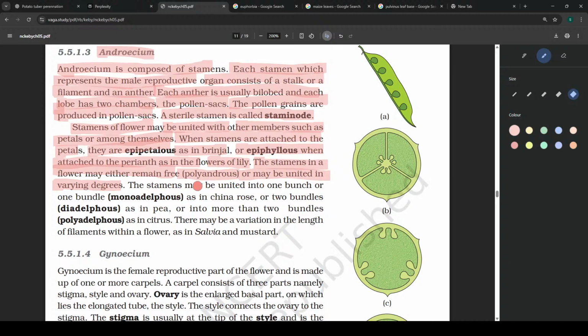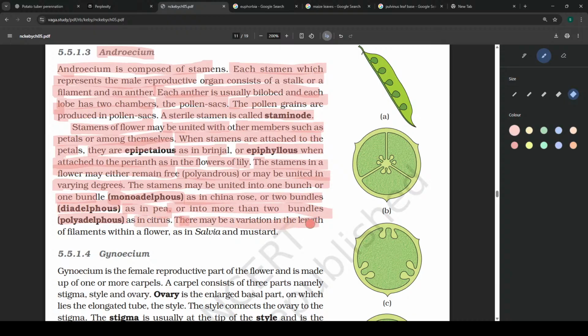If the stamens are free, that means only one condition: polyandrous. If they are not free, new classifications come up. The stamens may be united into one bunch or one bundle, if all the stamens present are united into a single bunch. It is called a monoadelphous condition. This is seen in China rose. Or two bundles, diadelphous, as in pea. Or if more than two bundles, it is called a polyadelphous condition. This is seen in citrus.